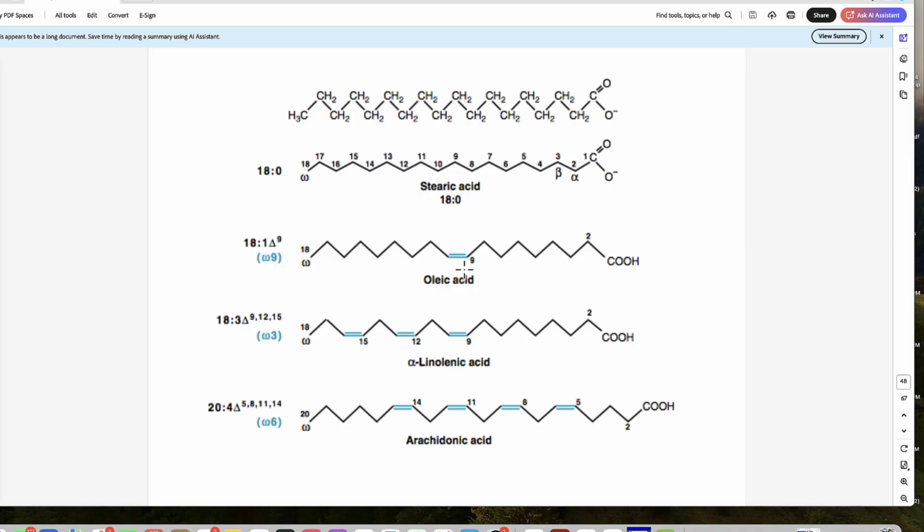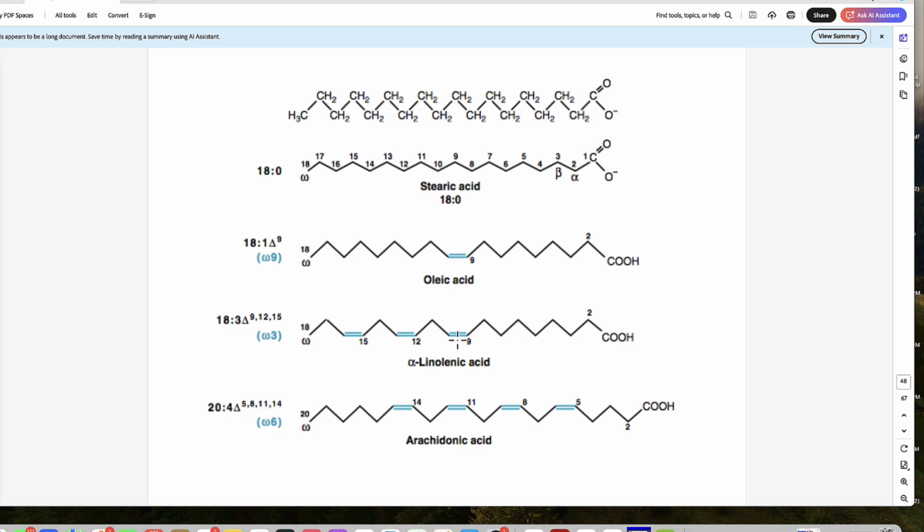Now here we have a double bond. It's still 18 carbons, but there's one double bond, so it'll be 18:1. However, remember, we now have to denote where the double bond is located. So you're going to put delta superscript, and then you're going to count to where you see the double bond. So 1, 2, 3, 4, 5, 6, 7, 8, 9. So your answer should be delta 9, or you may see it referred to as omega 9. Okay?